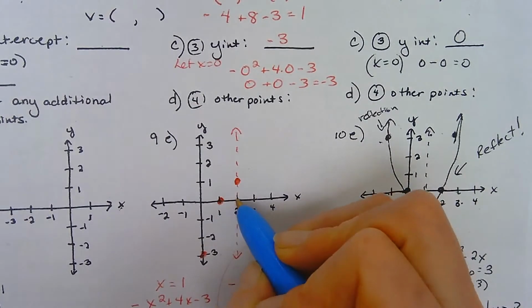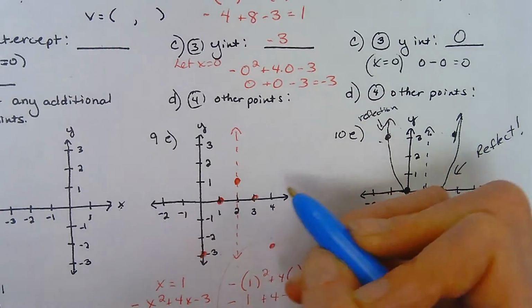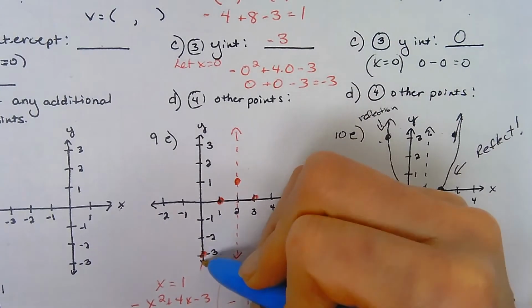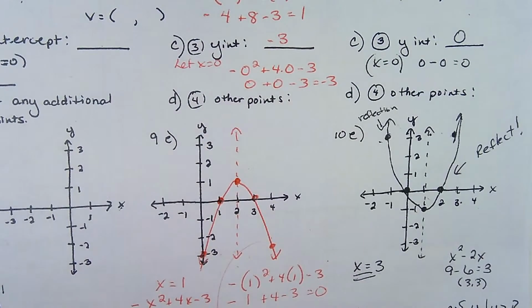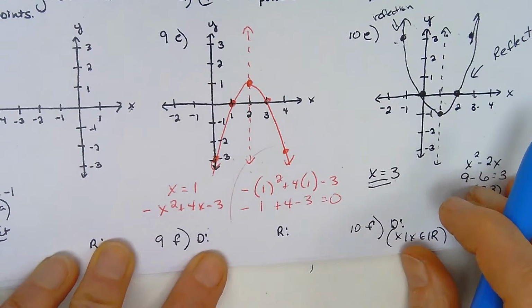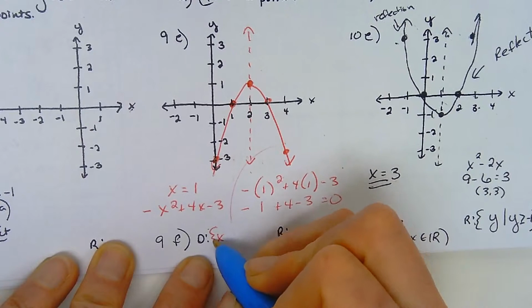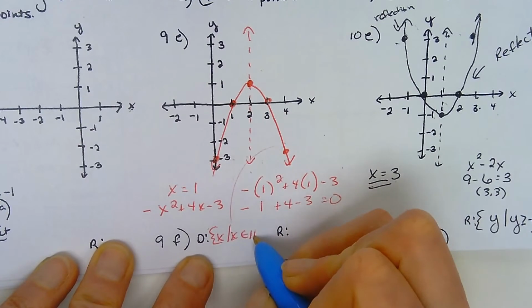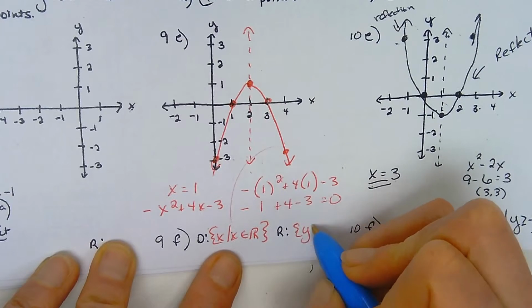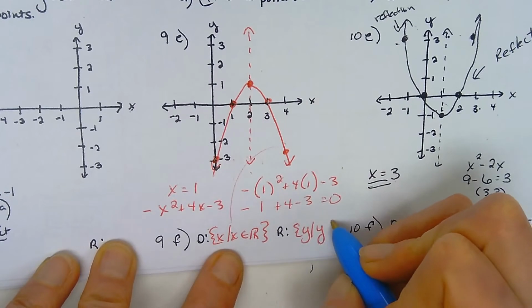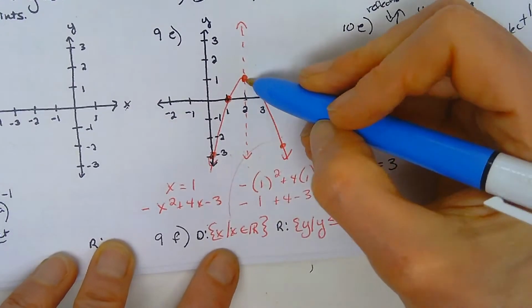And I'll mirror that point across the axis of symmetry. And now I can draw my curve for my parabola. The domain is x, such that x is an element of all the reals. And the range is y, such that y is less than or equal to 1.